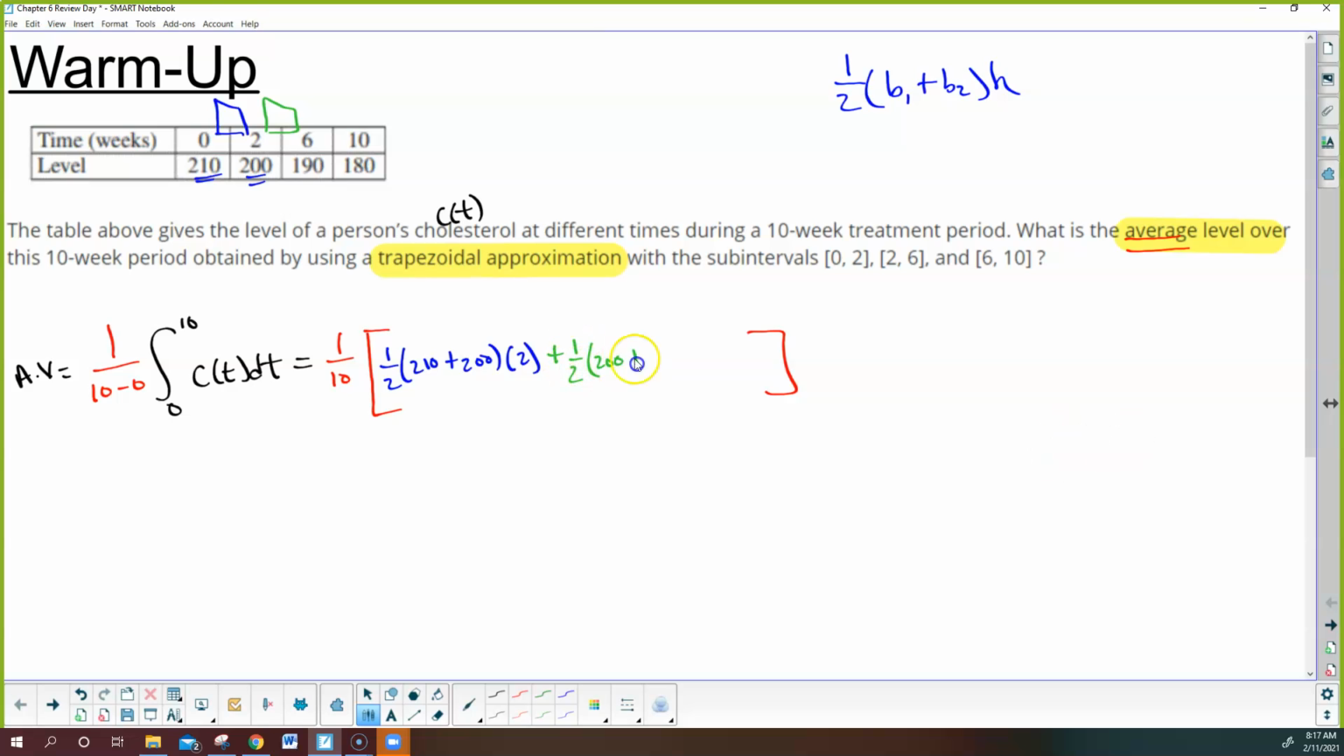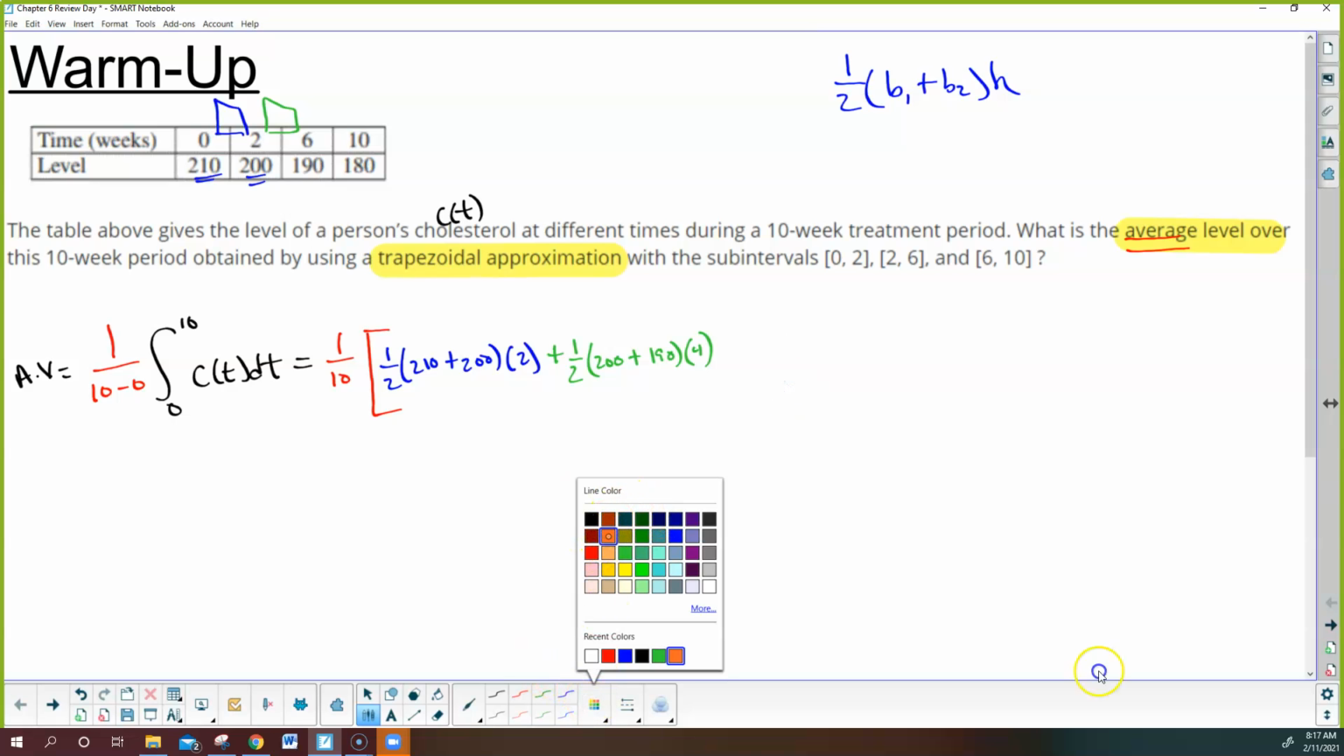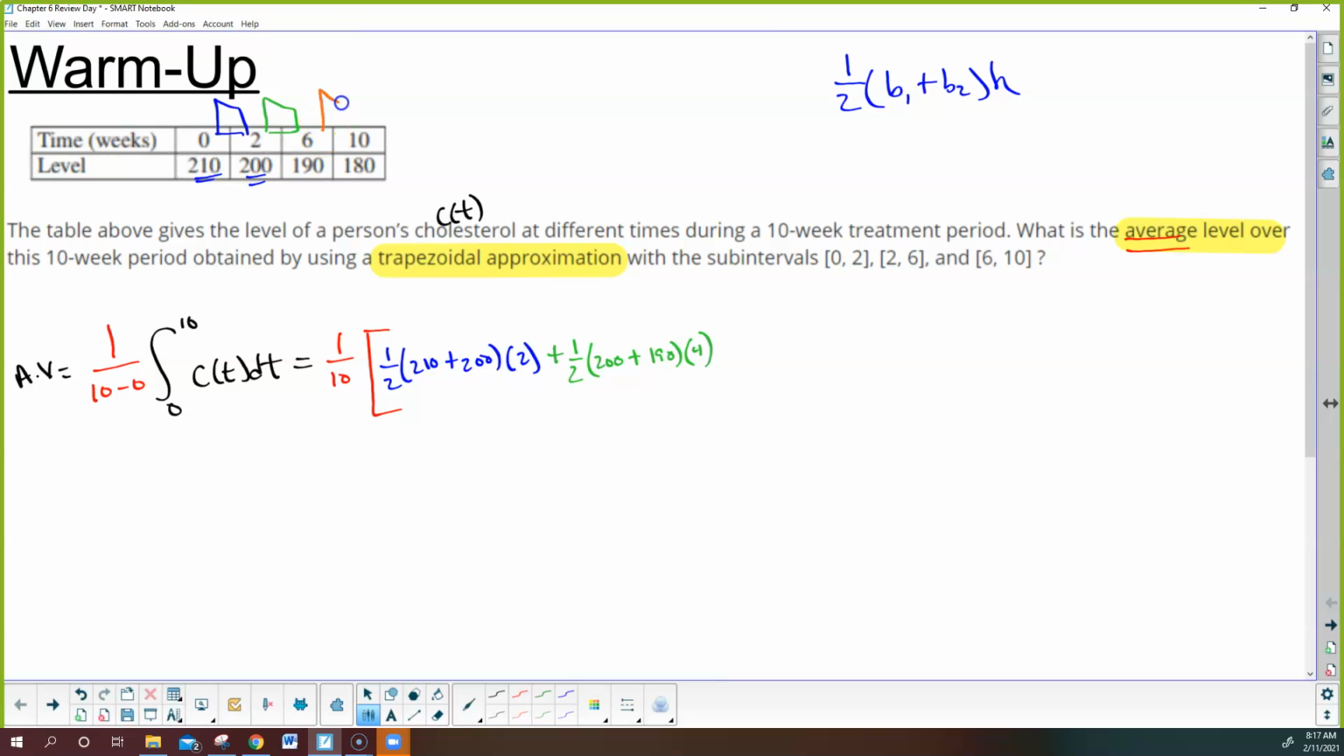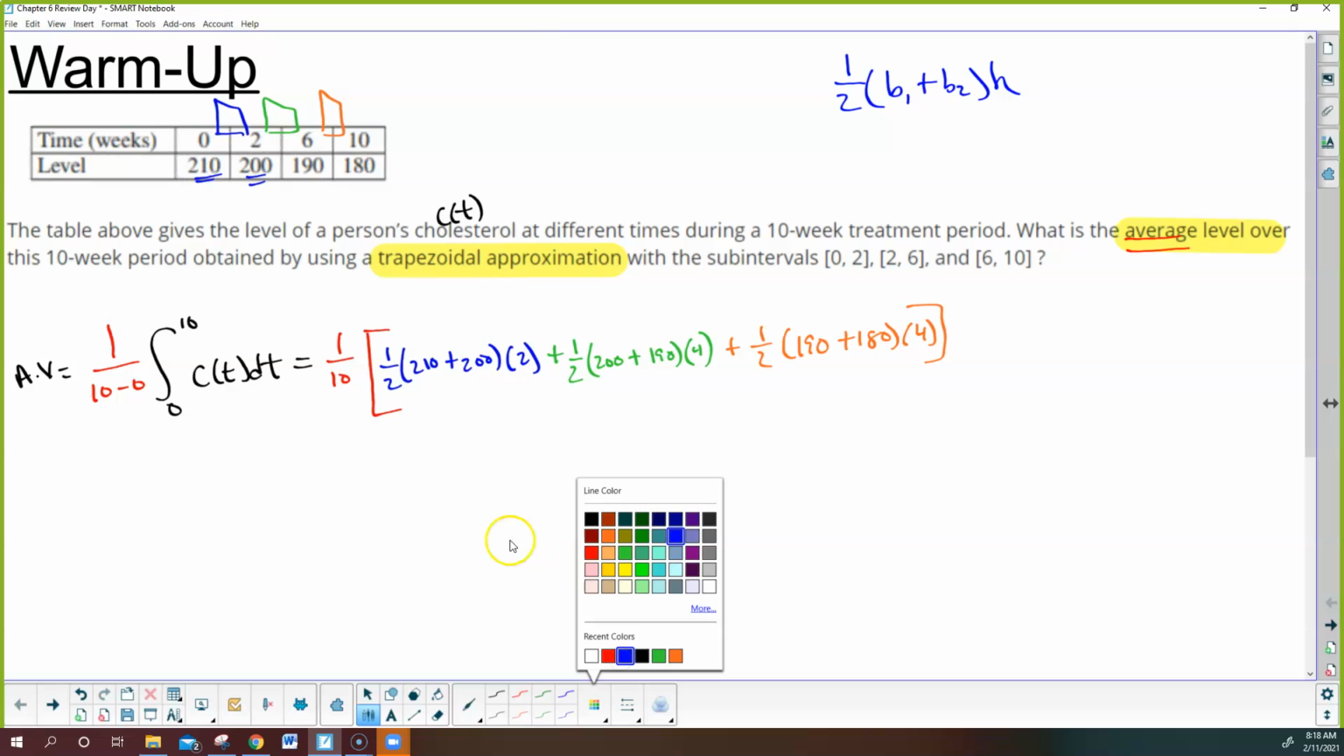Its base 1 is 200. Its base 2 is 190. And the height is the difference between the x's, so 4. Okay, and then we just have one more. We've got the trapezoid between 6 and 10, and that's 190 plus 180 times the difference between the x's, which is 4. And then I just have to figure out what each one of those is and add them up.